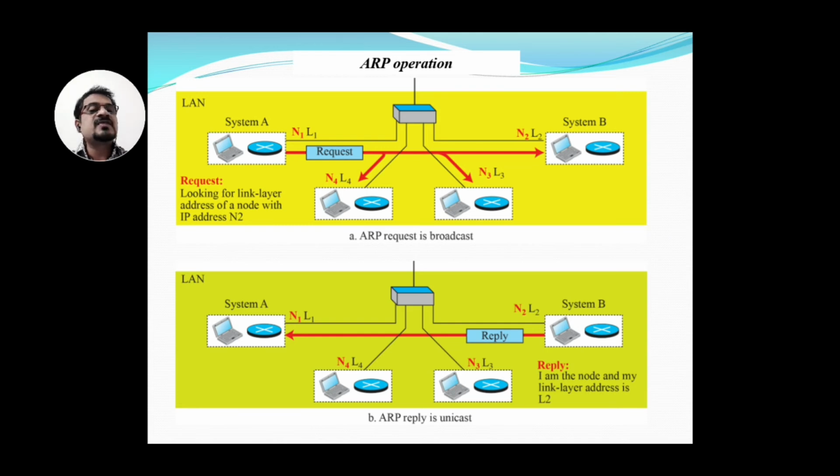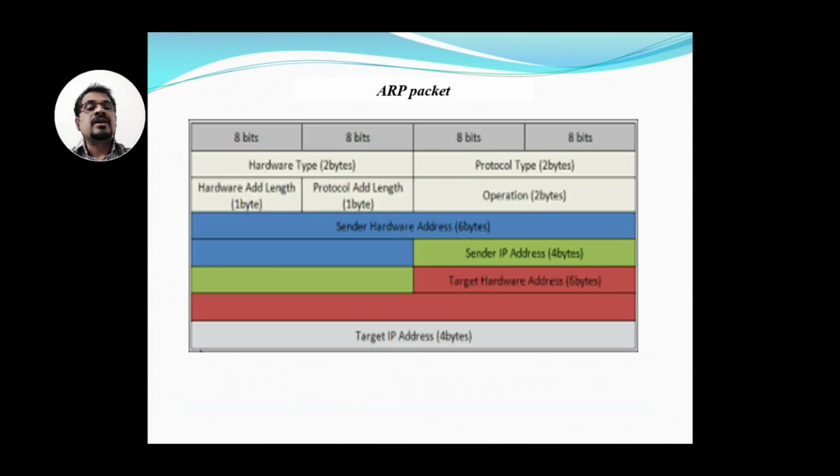So now system A understands that the destination system with the N2 IP address is connected to the network on the L2 link. Whatever packets are designated for system B after that will all reach it via the same link.